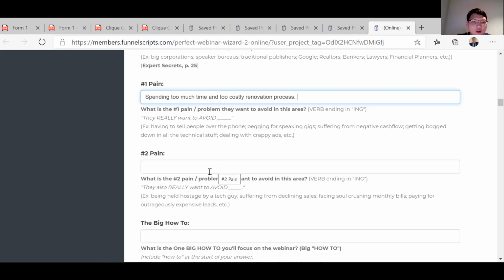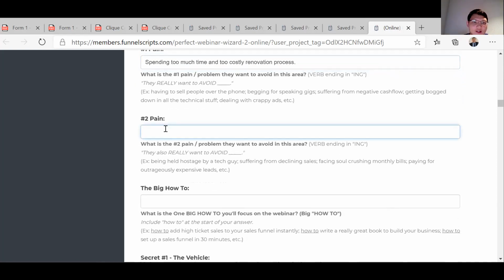Okay, number two pain could be, they want to avoid finding the trader people, because they have to find the trader people as well. I think people don't want to go through the process to find the professional trader people, but you already have trader people, so you can help them.